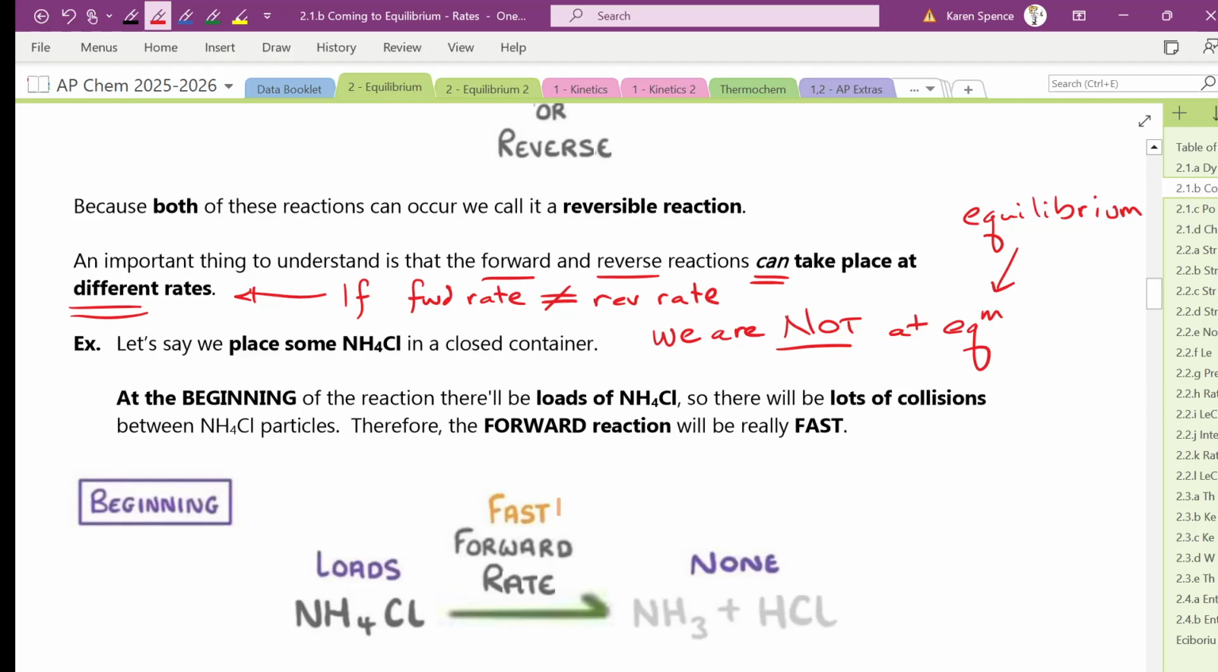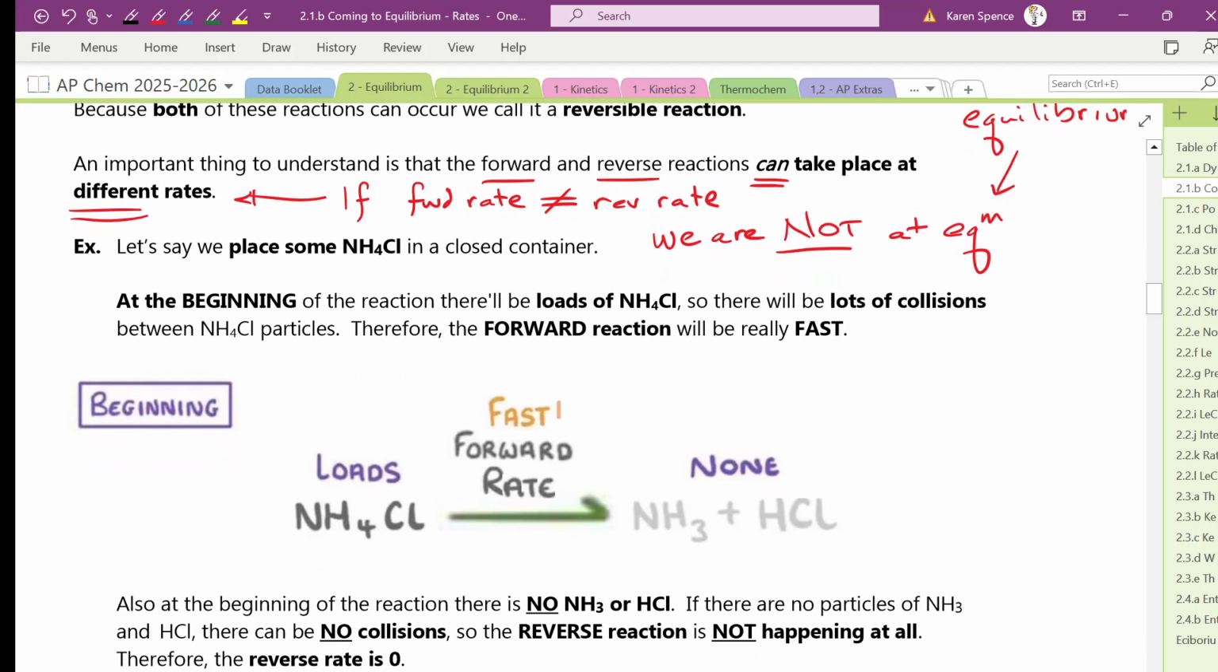All right, so what we're going to do is we are going to take some NH4Cl, some ammonium chloride, and we are going to place it in a closed container, because remember, we need to have a closed container to reach an equilibrium. And all we're putting in there is NH4Cl. We have not put in any NH3. We've not put in any HCl. So we've got loads of this. We've got tons of this. And we have none of the other stuff.